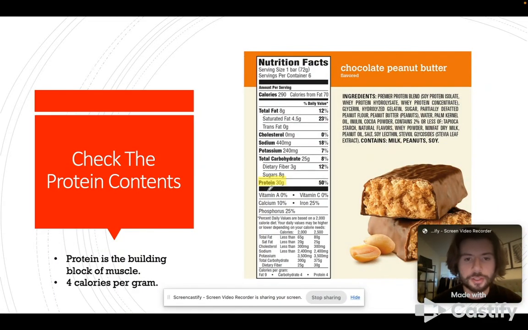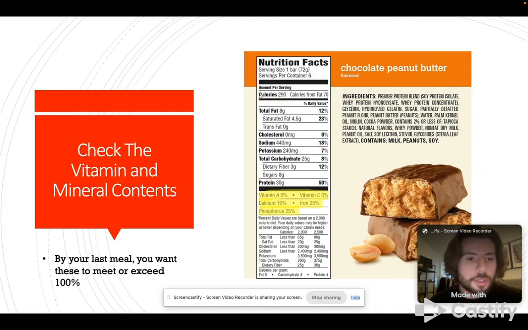We would add that into our total calories in the food product, and that would take us up to the 290 total calories that you see up there. So again, fat, carbohydrates, protein, those 3 things are the only things that produce calories in a food item. So 30 grams of protein is again a significant amount.